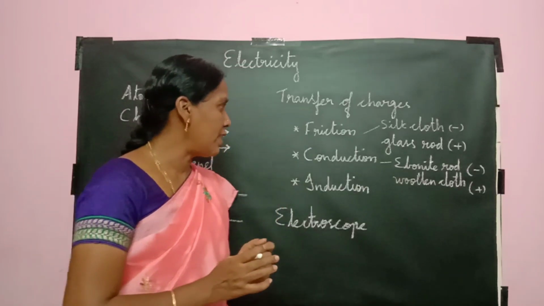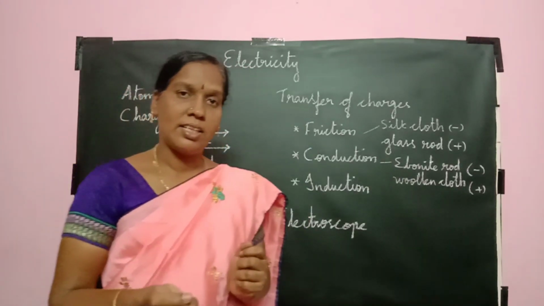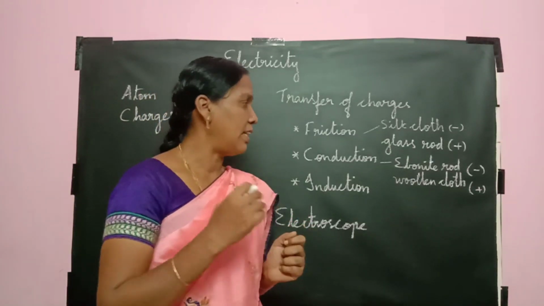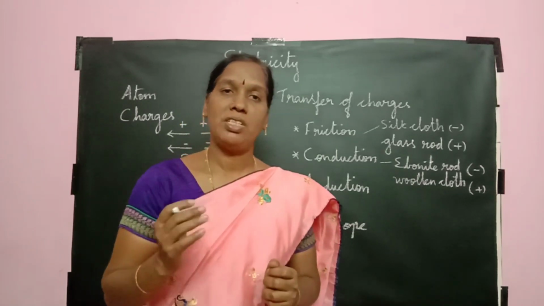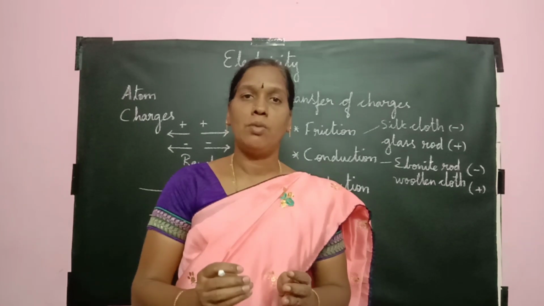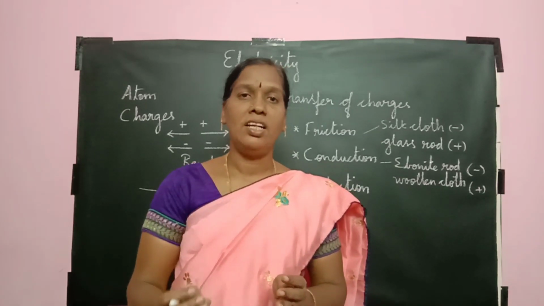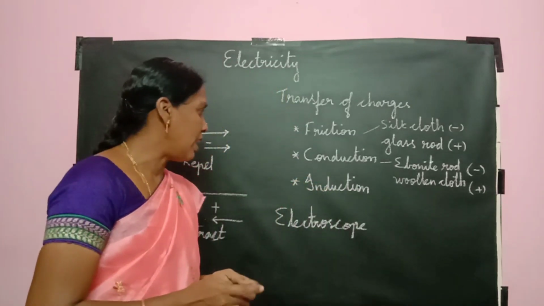In this case, when the silk cloth is rubbed with the glass rod, the silk cloth gains electrons and becomes negatively charged, and the glass rod loses electrons and becomes positively charged. From this we infer that when any two objects are rubbed together, one object loses electrons and the other gains electrons. Then the next one, conduction.